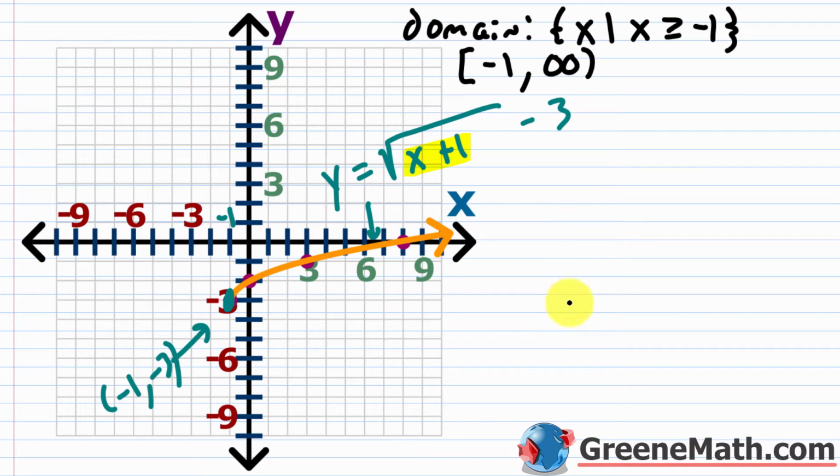And basically, let's think about the range now. So looking at the graph, you can see that the smallest value for y, or the lowest point on that graph for y, is going to occur at negative 3. Right? So you see this is negative 1 comma negative 3. The y value is negative 3.